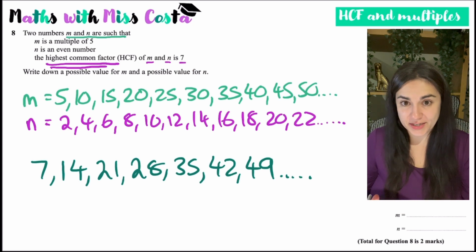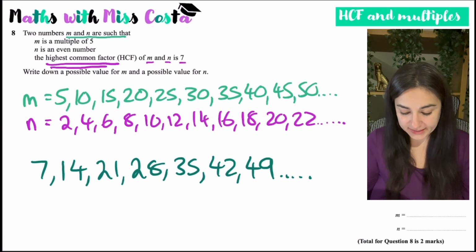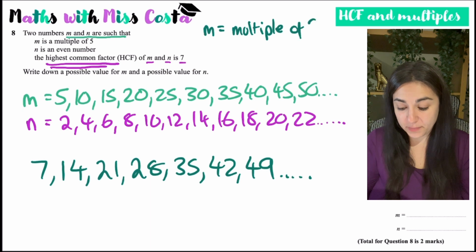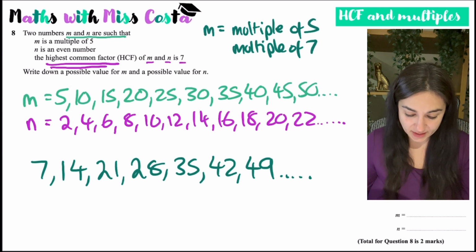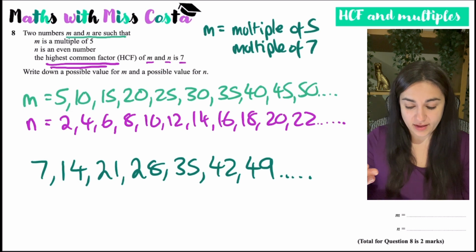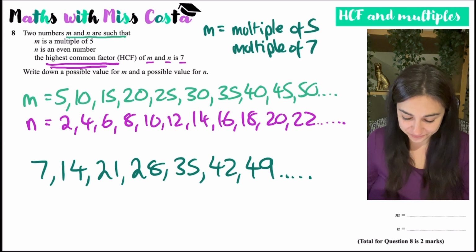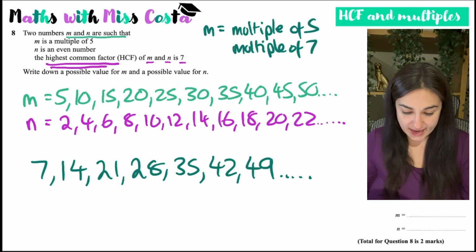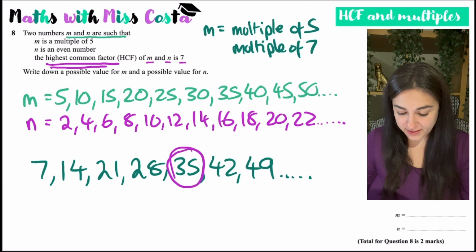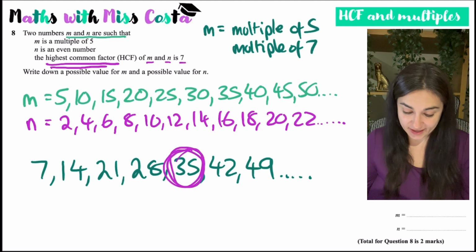So the only condition is that m is a multiple of 5. So m has to be a multiple of 5, but also a multiple of 7, because 7 is a factor. It's one of the highest common factors of m and n. Therefore, m is a multiple of 7 because 7 is a factor of m. So any of these numbers that end in a 5, so 35 is my first number that ends in 5, therefore it's a multiple of 5 and is obviously a multiple of 7 because it's in the 7 times tables.